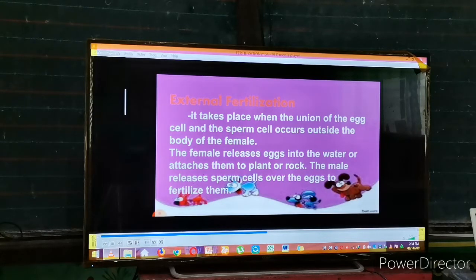Ang kaibahan ng external fertilization sa internal fertilization, nangyayari ito madalas sa water o sa tubig. Hindi magkakaroon ng fertilization inside the female's body. Ang ibig sabihin ng external fertilization, nangyayari sa labas. Mag-unite si egg cell at saka si sperm cell sa labas ng katawan ng babae.